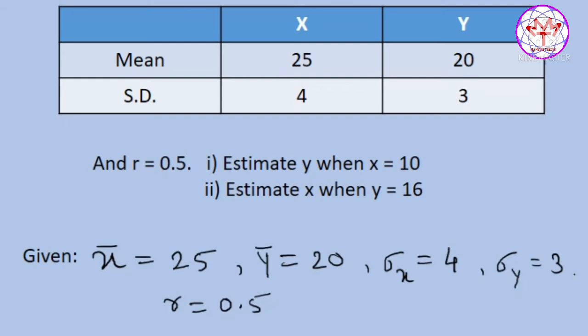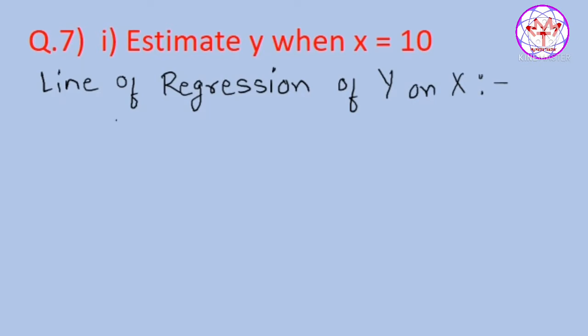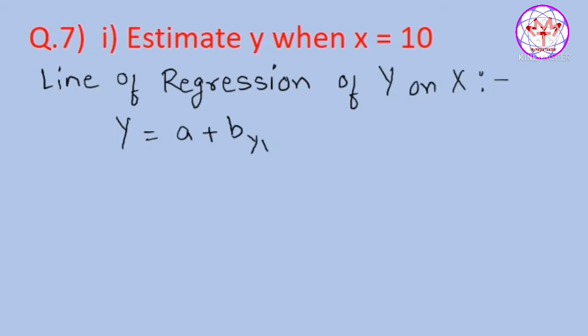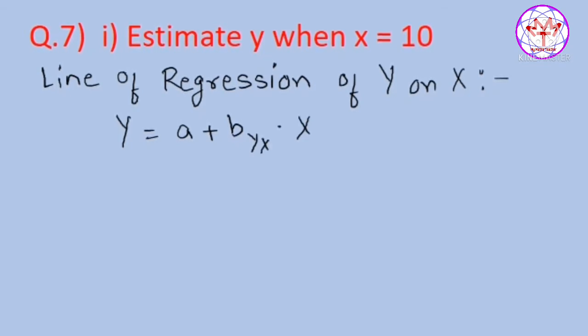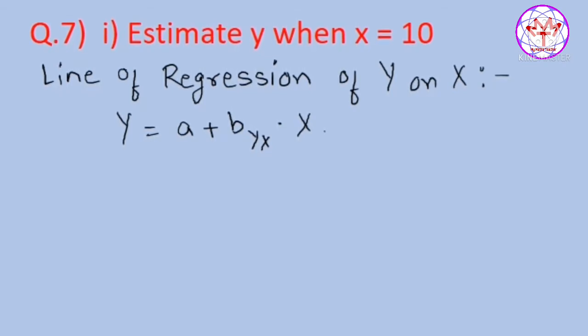Then let us estimate y when x is equal to 10. That means we have to first find the line of regression of y on x, and then by substituting x is equal to 10, we'll get the value of y. So first let us write the line of regression of y on x. It is given as y is equal to a plus byx into x. So let us first calculate the value of byx and a.